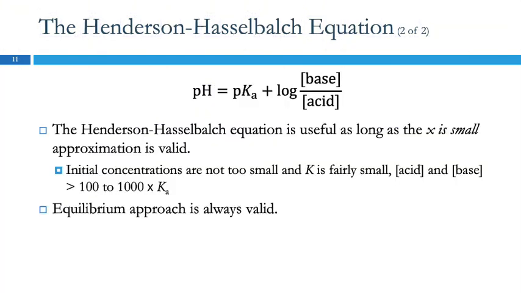So, the Henderson-Hasselbalch equation: pKa plus log of the base concentration over the acid concentration. And this works as long as the x is small approximation is valid. So we need initial concentrations that are not too small, and we need Ka to be fairly small. We want the acid and base concentrations to be larger than about 100 to 1,000 times Ka. You don't actually need to memorize that. The equilibrium approach is always valid. So if you forget the equation, you can just make an ice table and figure it out. Okay?